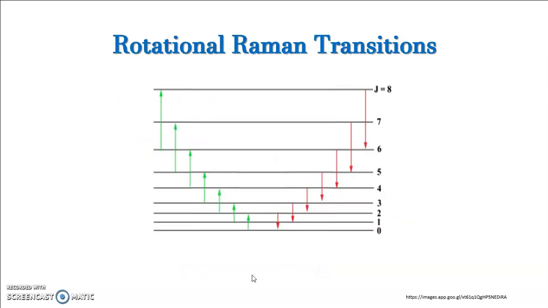Now, let us find the allowed Raman transitions in the rotational levels. Here you can see the rotational levels J equal to 0, 1, 2, 3, etc., up to 8, etc. And the transitions according to the selection rule for delta J plus 2 are: first, from J equal to 0 to J equal to 2, next 1 to 3, next 2 to 4, and for delta J equal to minus 2, from 2 to 0, 3 to 1, 4 to 2, etc.